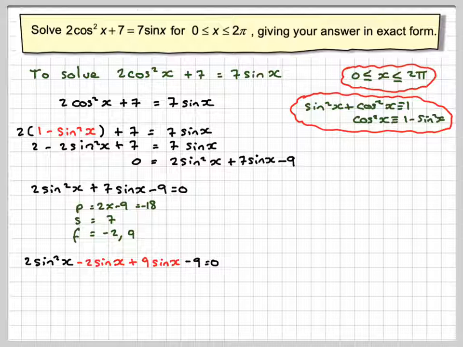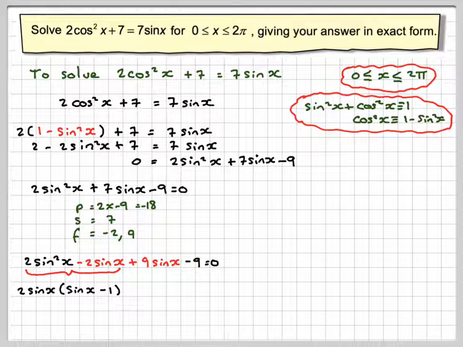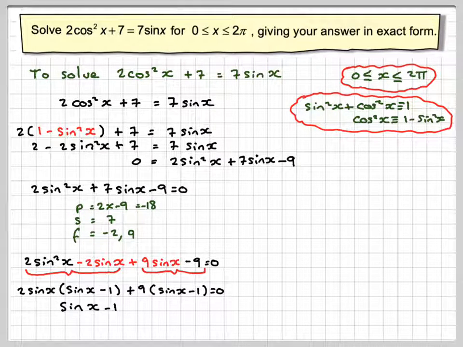Grouping the first two terms together, we've got a common factor of 2 sine x, bracket, sine x minus 1. Common factor here of 9, so plus 9, bracket, sine x minus 1 is equal to 0. Common factor sine x minus 1, so take that out, sine x minus 1, and then we're left with 2 sine x plus 9 is equal to 0.